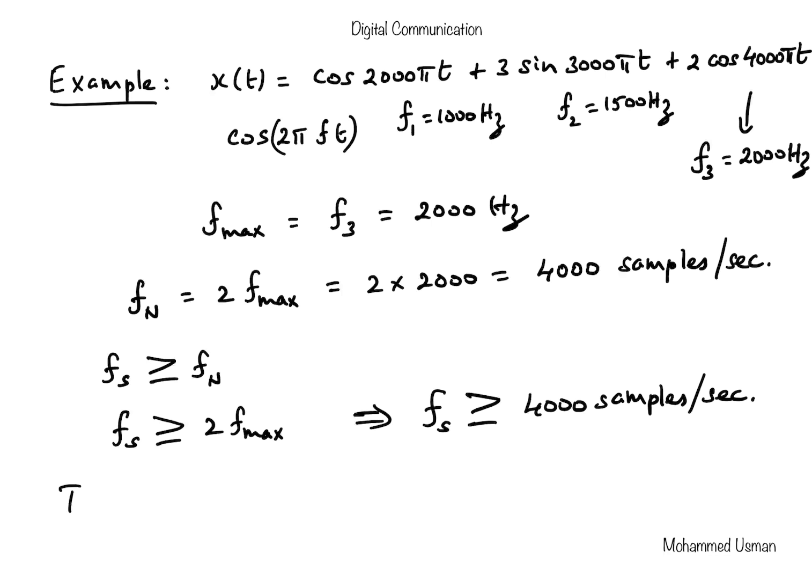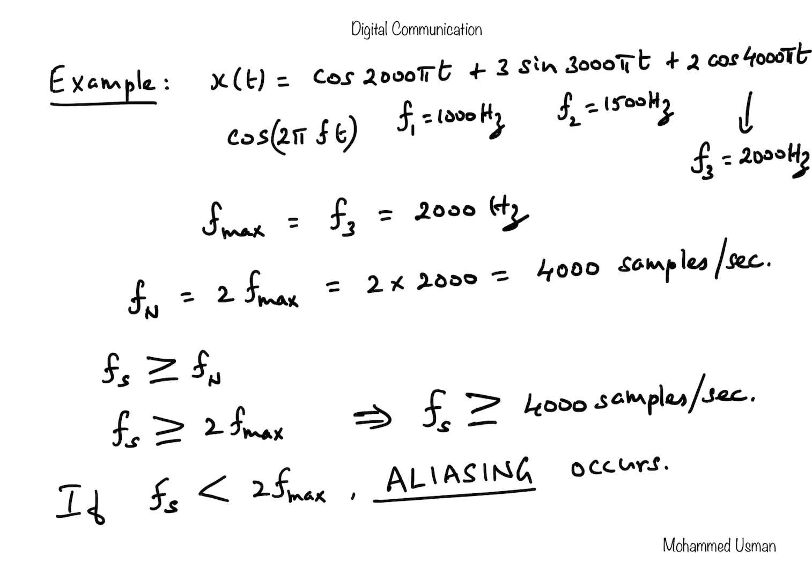So if the sampling rate fs is less than the Nyquist rate, which is 2f max, a distortion occurs, which is called aliasing. What is aliasing and how do we understand aliasing? We'll look at that very shortly. So when the condition imposed by the Nyquist sampling theorem is violated, a distortion called aliasing occurs.